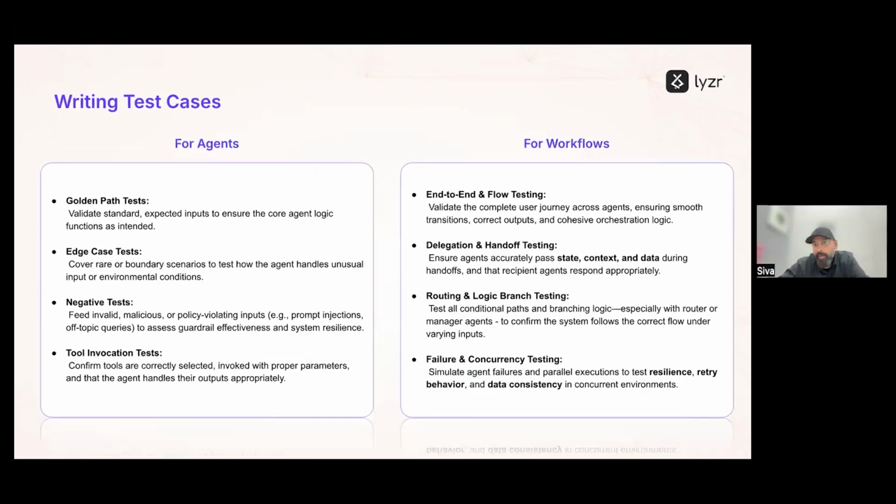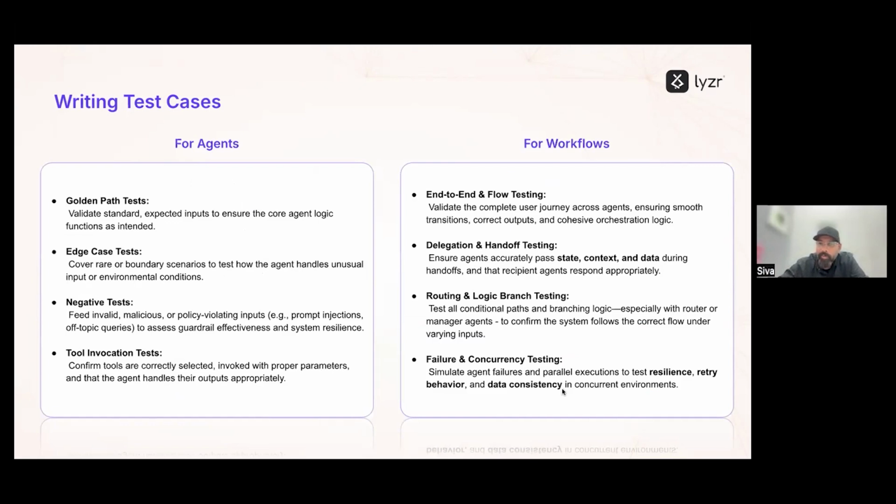Coming back to test cases for agents, there are various paths like golden path, edge cases, and negative tests. Golden path is also often referred to as happy path. And whenever you use a tool, you also write tool invocation tests to see whether the agent is calling these tools every time. This is what happens for a single agent.